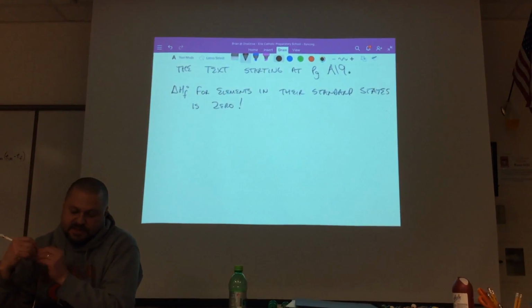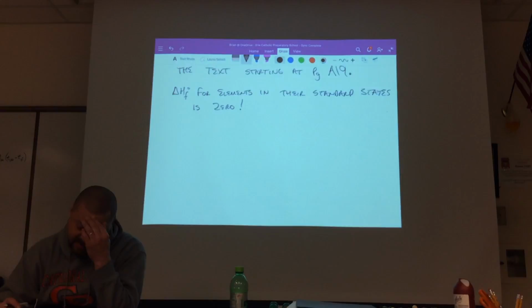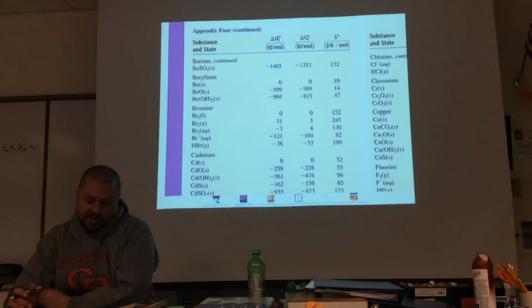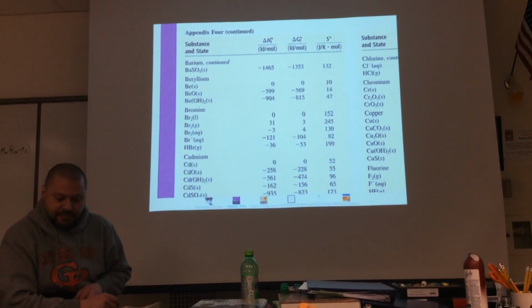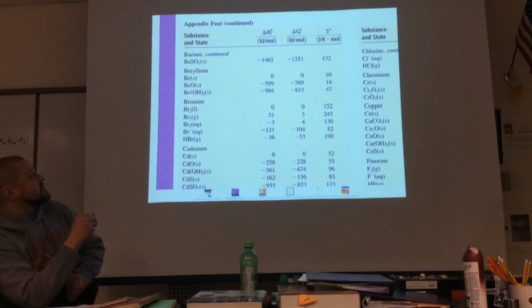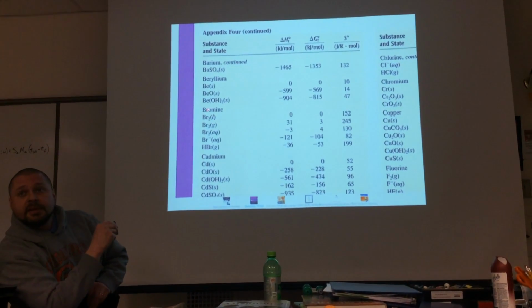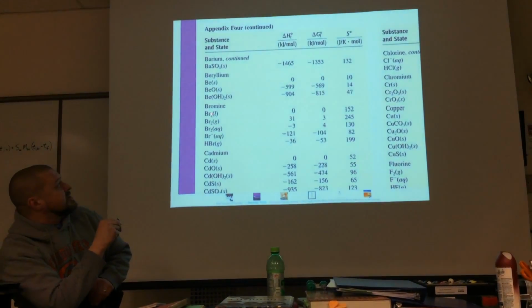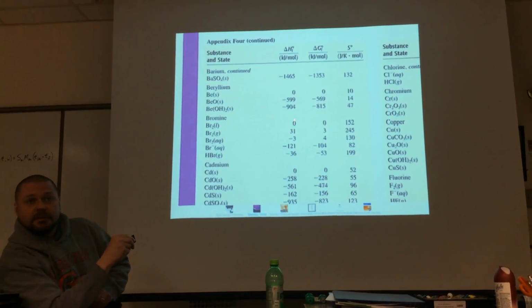So delta H for elements in their standard states is 0. Now I'm going to flip back to the book again real quick to show you something. Do you notice here, remember I told you bromine is diatomic and it's a liquid? Look what its standard enthalpy of formation is, 0.